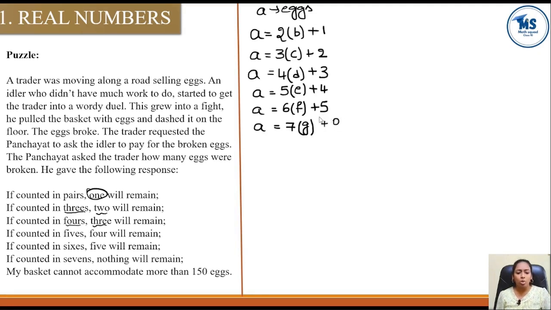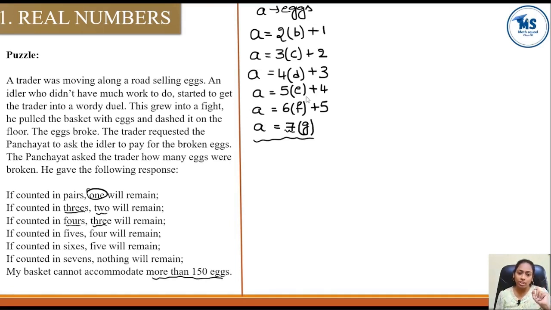Even if I add plus 0 or not, there's nothing. So A is equal to 7G, the last statement. If they're counting in 7, no eggs will be remaining, which means our A is a multiple of 7. Also he said that his basket cannot accommodate more than 150 eggs. His basket is so small that it cannot fit more than 150 eggs.